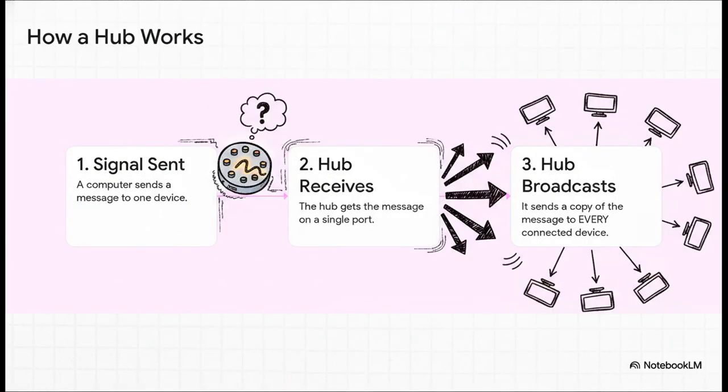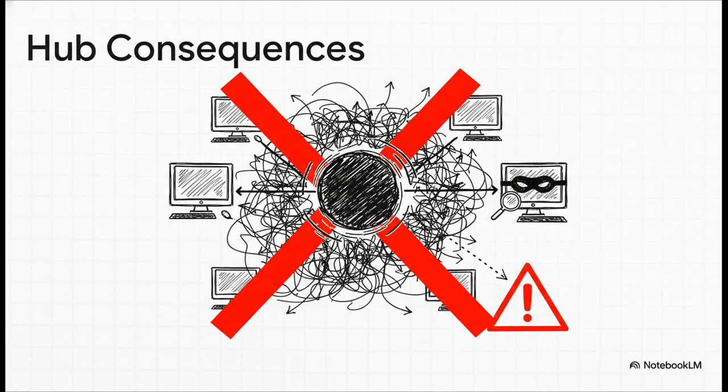So here's what's actually happening under the hood. A hub is, for all intents and purposes, just a dumb repeater. It has no intelligence whatsoever. When a signal comes in on one of its ports, its only job is to make an exact copy and just blast that same signal out of every single other port, whether the device on the other end needs it or not. And you can probably imagine the chaos this creates.